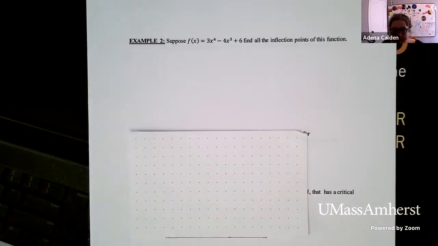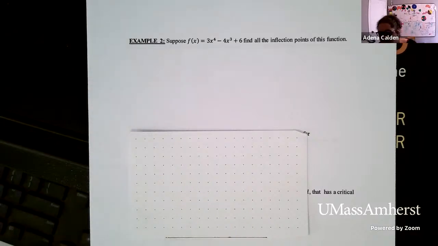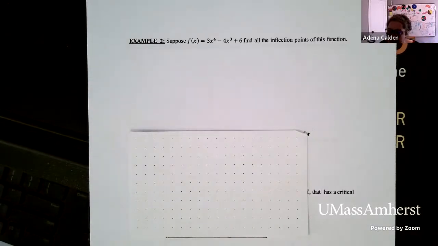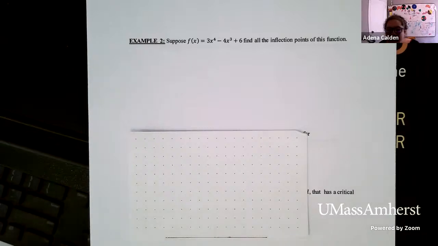But once you find any values that make the second derivative equal to 0, then you will test them by testing something a little to the left and a little to the right on a number line chart. Okay, so take 2.5 to maybe 3 minutes, try this out, and then we will go through it together.